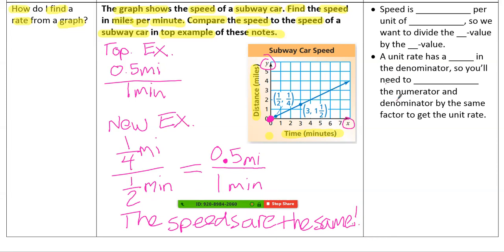All right, anyway. Speed is distance per unit of time. So we want to divide the y value by the x value. It's like slope, which you're going to learn about later. A unit rate has a 1 in the denominator. Back to the essential question. So you'll need to multiply the numerator and denominator by the same factor to get the unit rate. I'm doing the whole word. I go the extra mile for you guys.